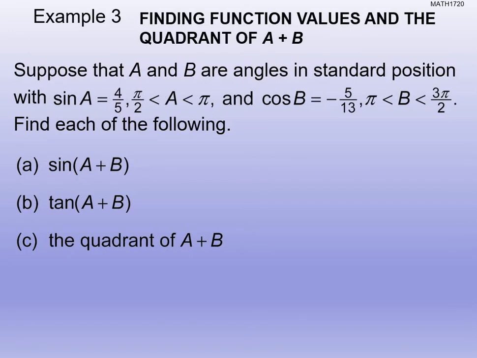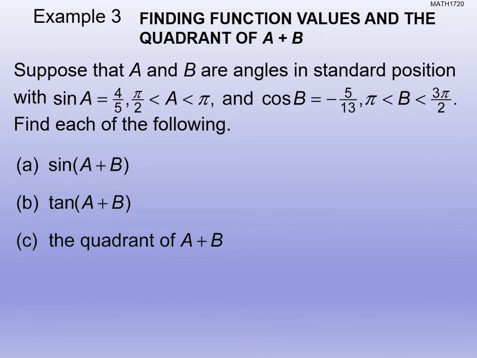All right, moving on to the next example here. We want to suppose that A and B are angles in standard position, with sine of A equal to 4 over 5, and it's telling us that A has to be between pi over 2 and pi. Well, that's because it's a second quadrant angle, right? That means we're going between 90 and 180, pi over 2 and pi.